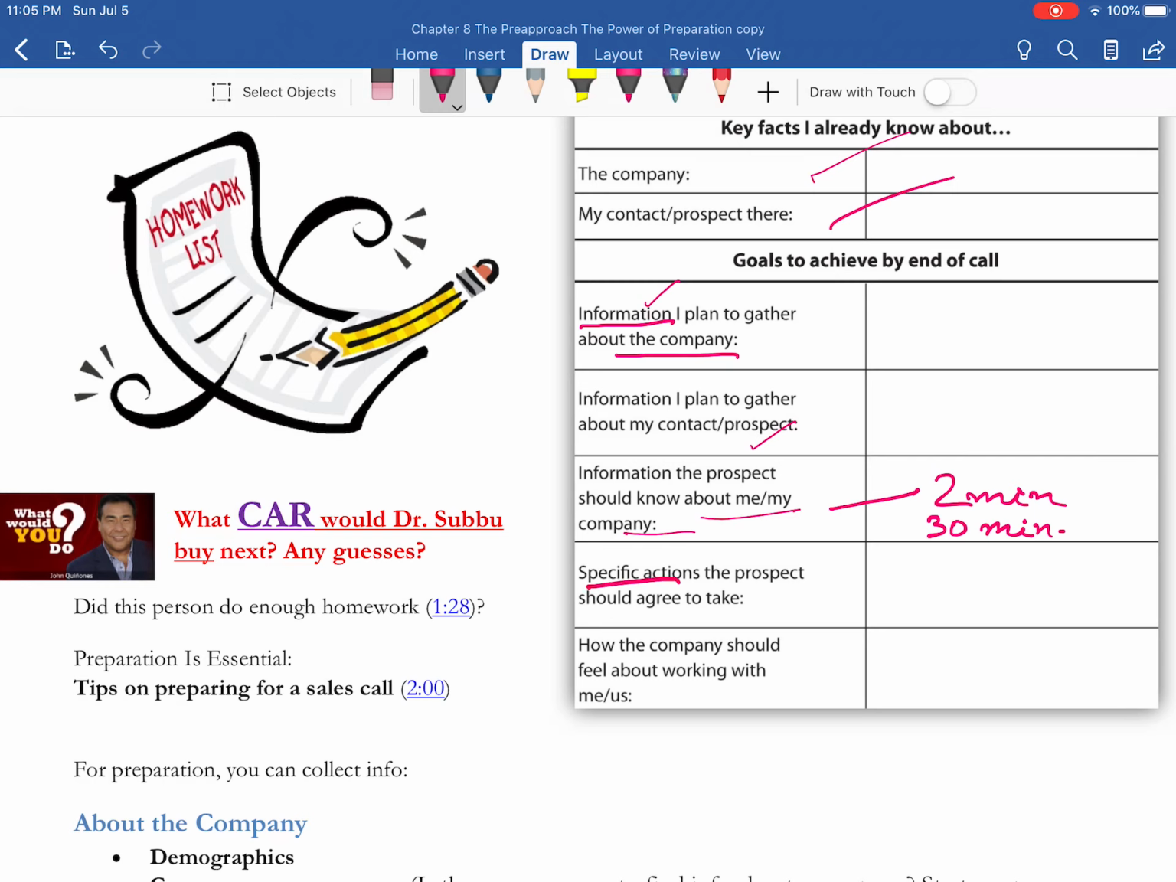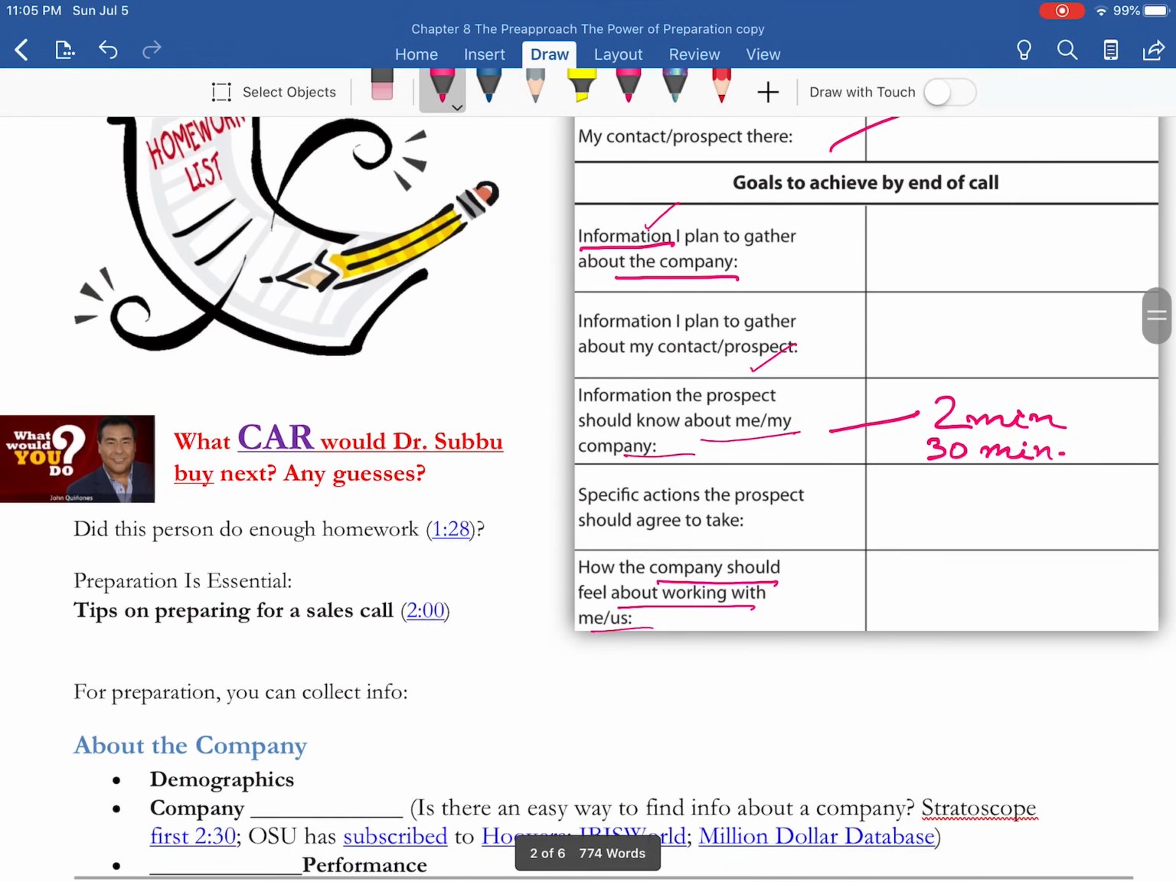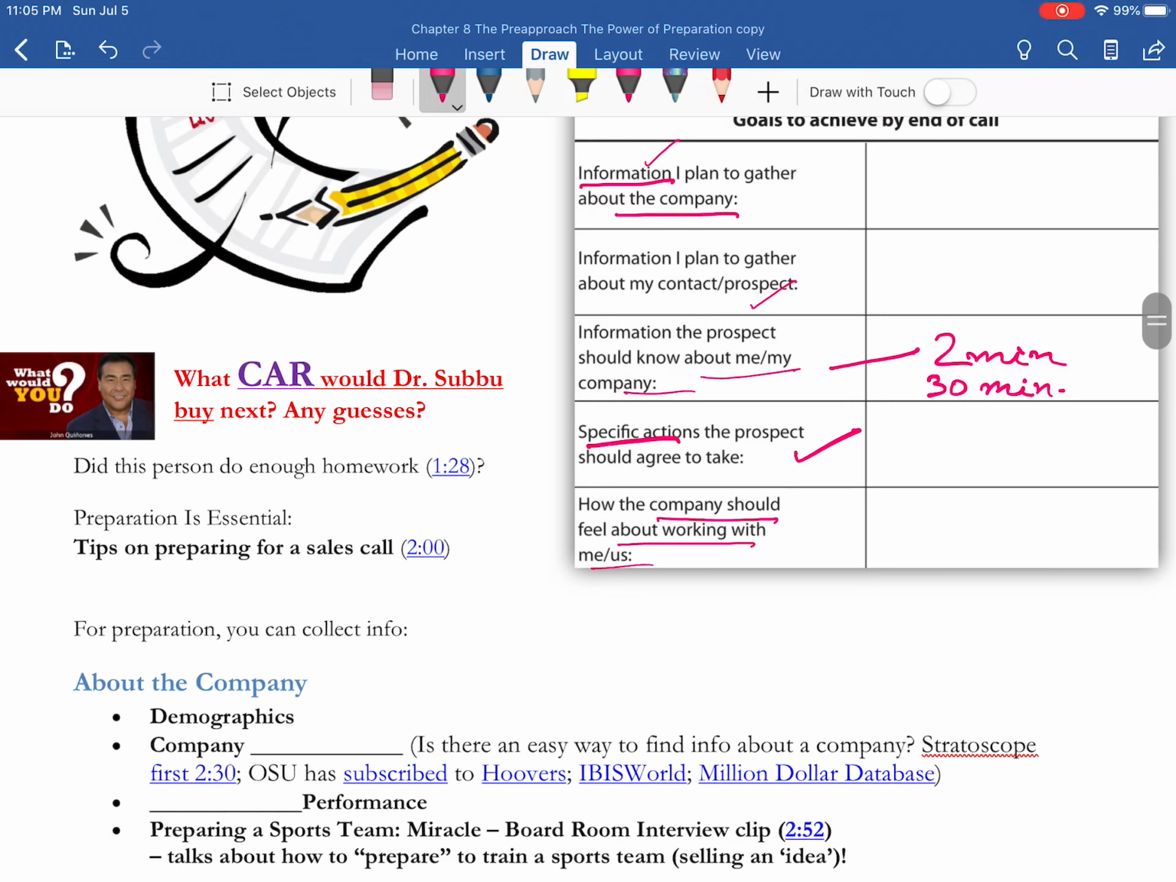And you also have to take specific actions on, okay, we set up this meeting today. And after that, when is the next meeting? What are the next steps? So you need to be thinking about that as part of your homework as well. And also how the company should feel about working with me or with our company. So you also have to think about the unspoken words, the feelings about your company. Doing all these things is very, very important when it comes to making a sale. So this is one important thing that I want you to think about.